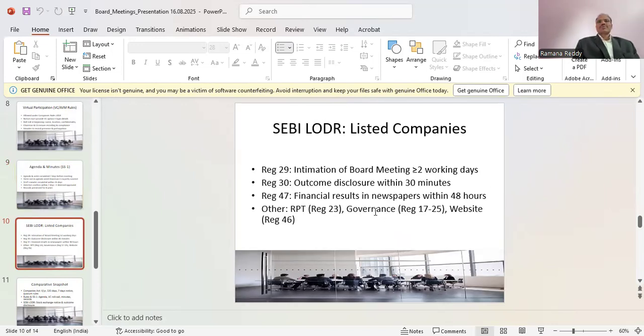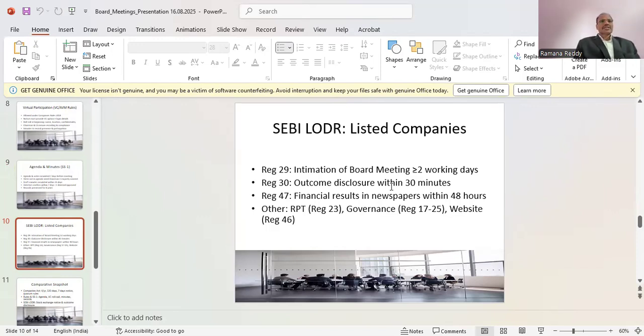And then we will move on to SEBI LODR for listed companies. We'll talk about Regulation 29, Regulation 30, Regulation 47, and Regulation 46. Intimation of board meetings, Regulation 29 for listed entities. Regulation 29 requires prior intimation to stock exchanges about board meetings where key matters like financial results, dividends, capital raising, buybacks, etc. will be considered, at least 2 working days in advance, excluding the intimation and meeting dates. The intimation must include the date of the board meeting.